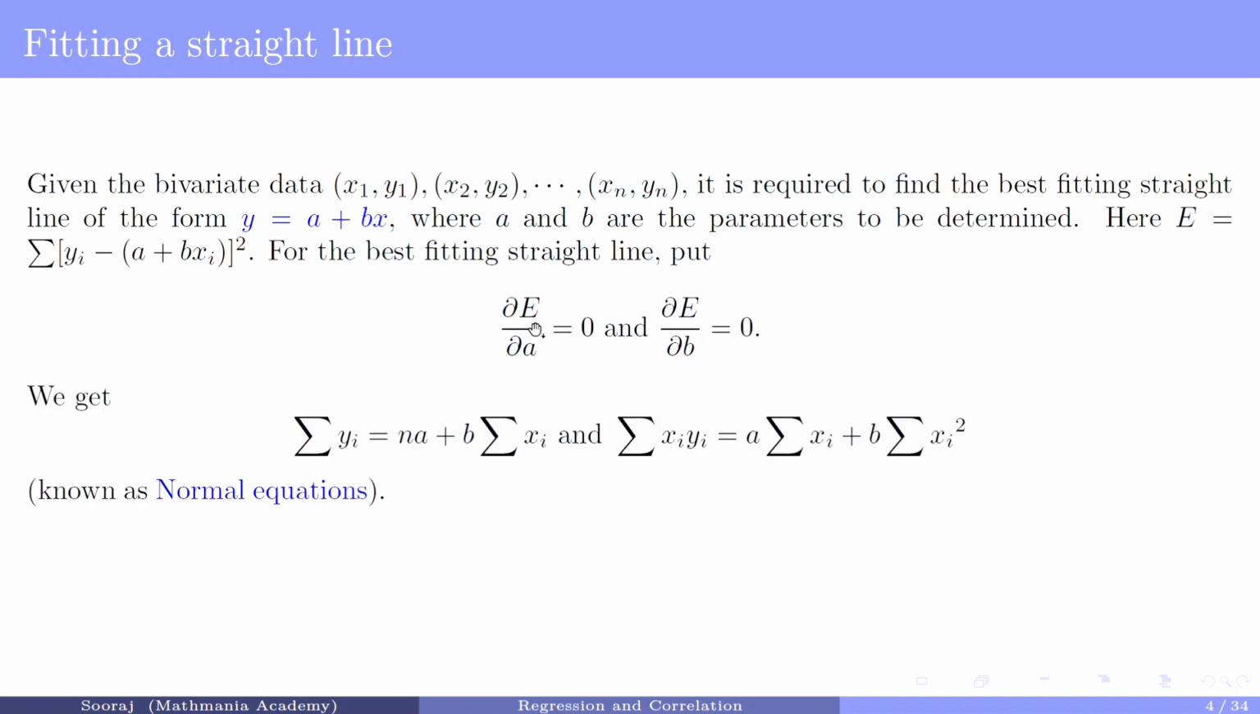When we do that, we end up with some equations, which are given here. Let us differentiate this with respect to a. It is a sum of terms, so what do we get when we differentiate with respect to a? We get twice yi minus (a plus bxi), and since we are differentiating with respect to a and there is a minus sign, we will have a minus.